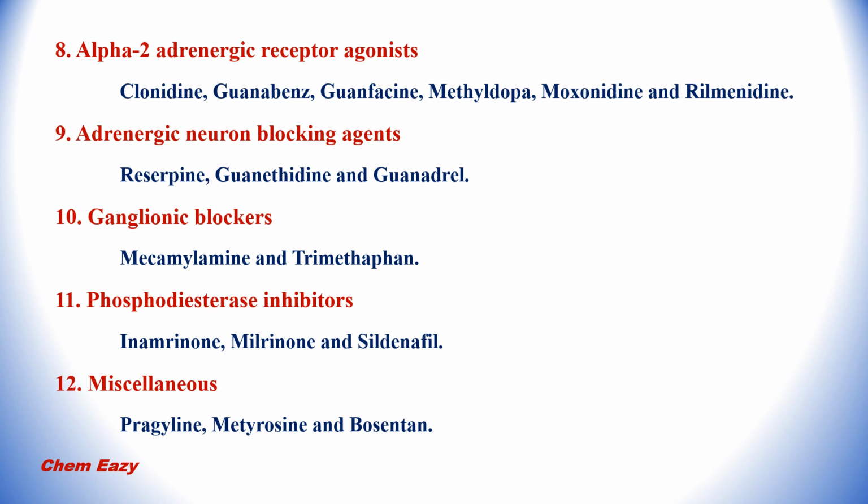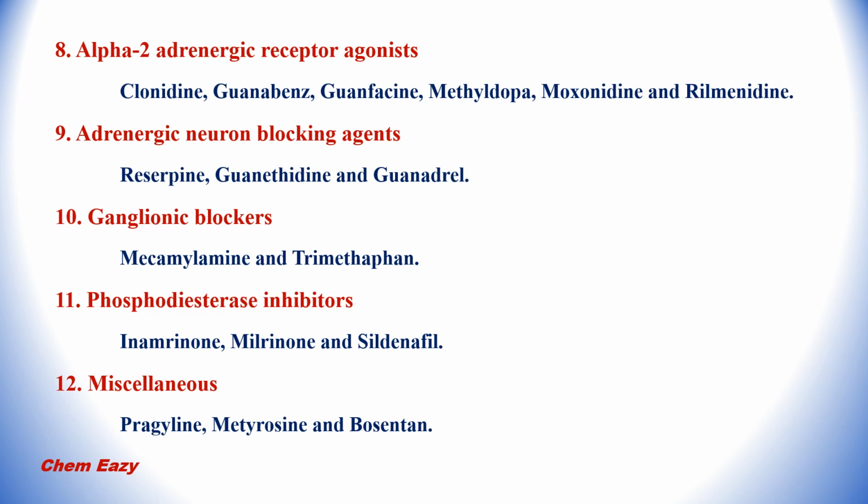Next class is alpha-2 adrenergic receptor agonists. Drugs are clonidine, guanabenz, guanfacine, methyldopa, moxonidine, and rilmenidine. Ninth class is adrenergic neuron blocking agents: reserpine, guanethidine, and guanadrel. Next one is ganglionic blockers. Drugs include mecamylamine and trimethaphan.